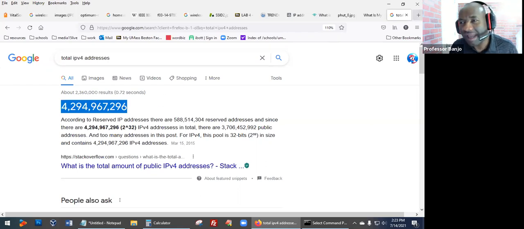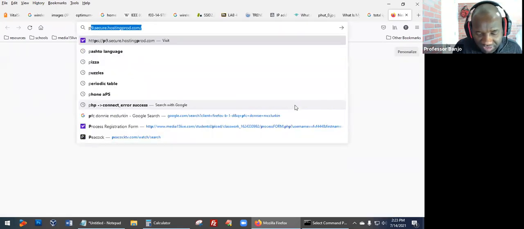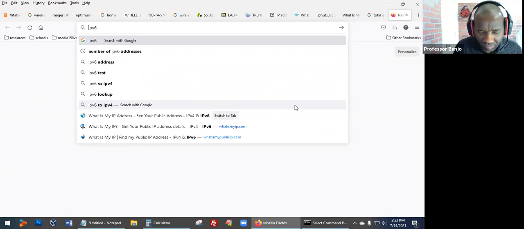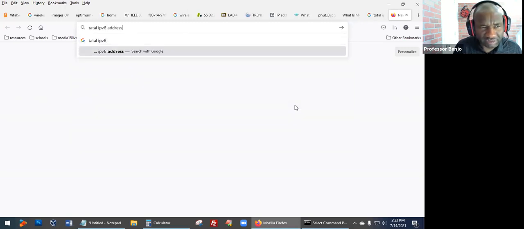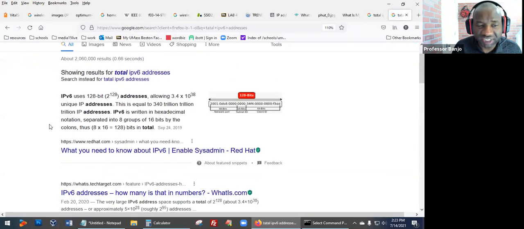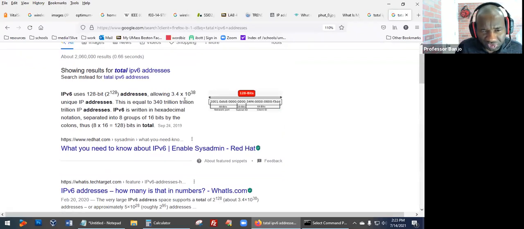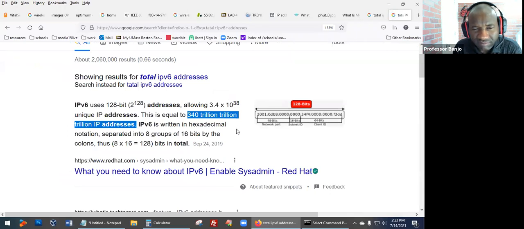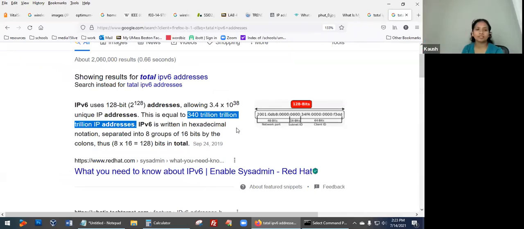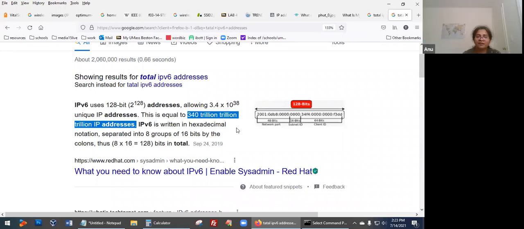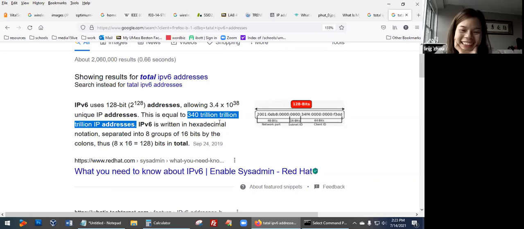And that is why we now have the next version, which is IPv6. Now look at this here. Let's compare the next version of IPv6 addresses. Can you see what it says here? This is how many IPv6 addresses we're going to have. You see that? Trillion. How many is that? That's so many. That's 340 trillion IP addresses.